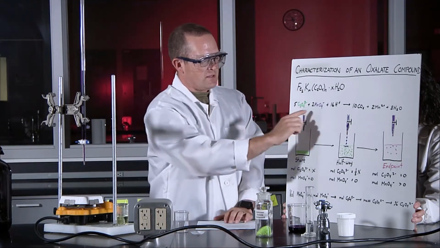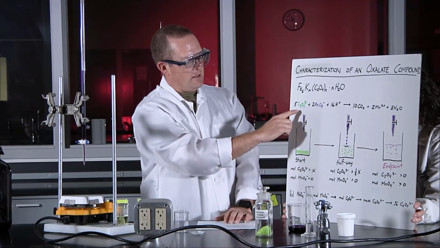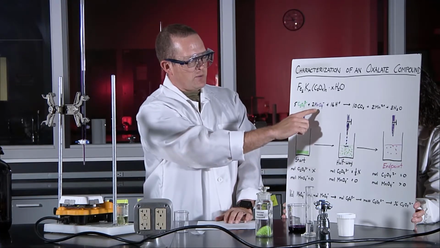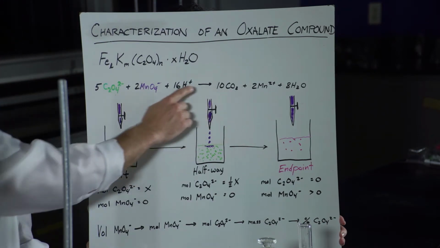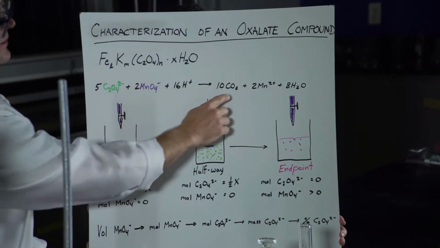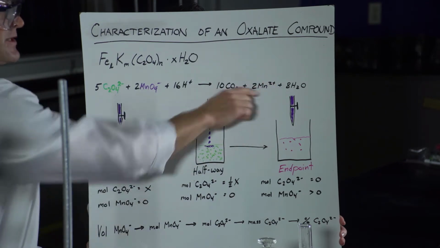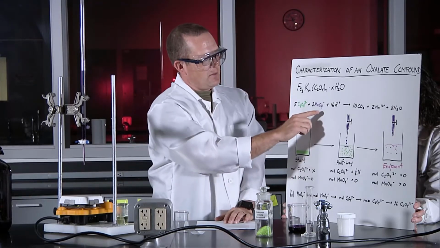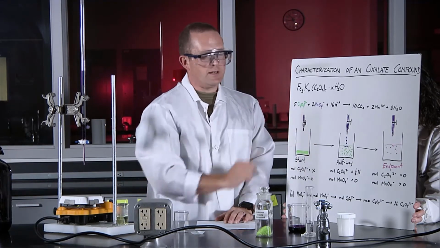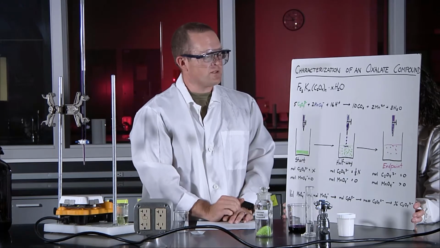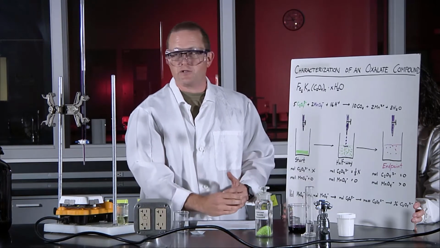This is the chemical equation for the titration. The oxalate reacts with permanganate in acid to produce carbon dioxide, so you may see some bubbling in the reaction, manganese 2+, and water. Manganese 2+ is colorless, but the permanganate ion is purple, and the oxalate ion is yellowish green. So it's an easy lab to see the change in the concentrations based on the color changes.